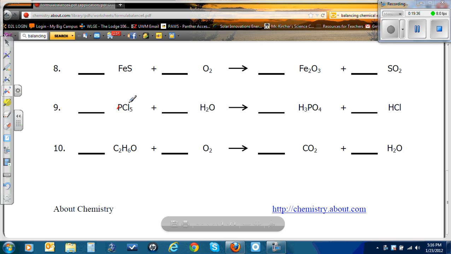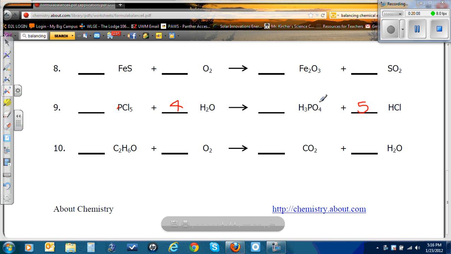Okay, we have 5 chlorine, we have 1 chlorine, so we need a 5 here. Okay, we have 2 hydrogen, and on this side we have 3 hydrogen plus 5 hydrogen is 8, so we need a 4 here. Okay, now we have 4 oxygen. All right, 4 oxygen, and here we have 4 oxygen. It's right here. Okay, go back and see if we're balanced one more time.